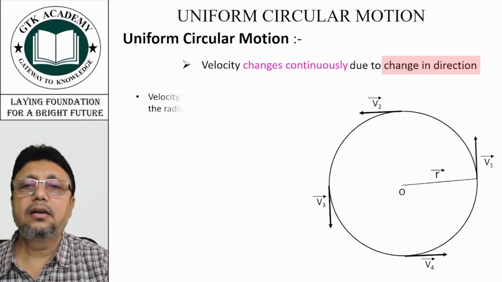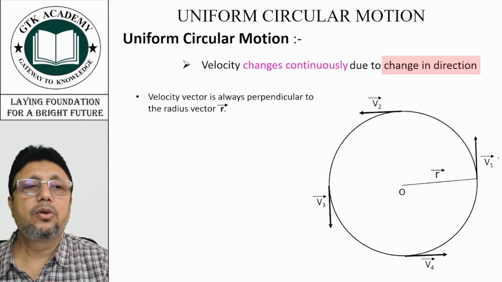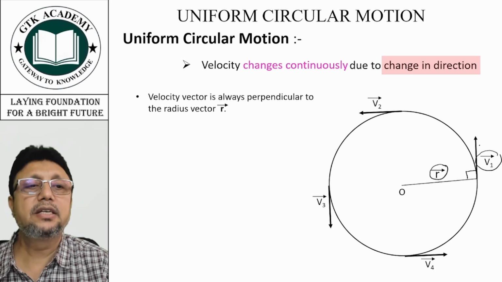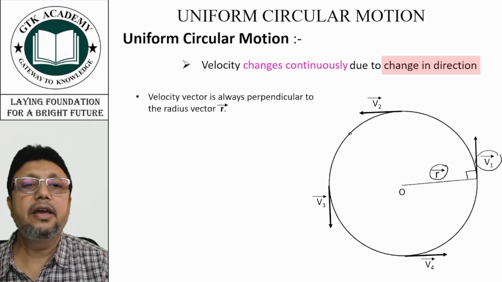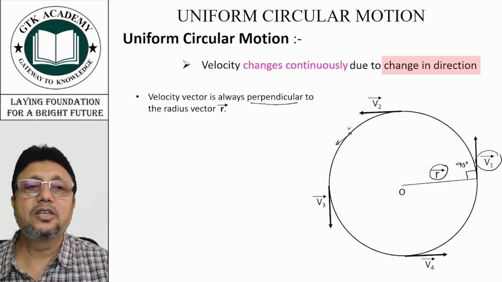Now another peculiarity here, you can see that the velocity vector is always perpendicular to the radius vector. This is your velocity vector and this is the radius vector, and we all know the angle between the radius and the tangent, because velocity is in the tangential direction. You can take any point, even if you take a point here, you will see the velocity is in the direction of the tangent at this point. So this angle is 90 degrees. So the velocity vector is always perpendicular to the radius vector.